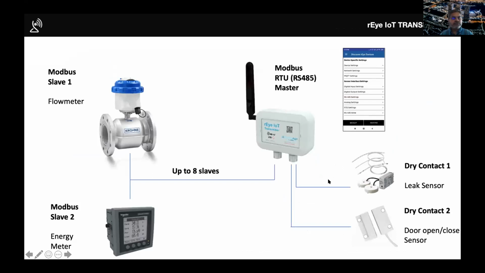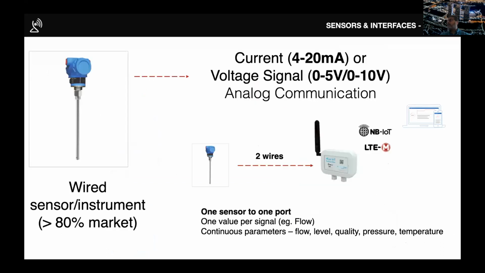This is just an example of how our device can connect to a flow meter. It can connect to an energy meter. It can connect to a leak sensor and a door open-close sensor all at the same time, and then transmit all of this data together to the cloud. So if you have use cases where you need multiple things to be read simultaneously, this is a really good solution to have.